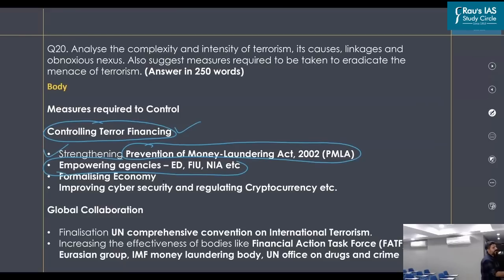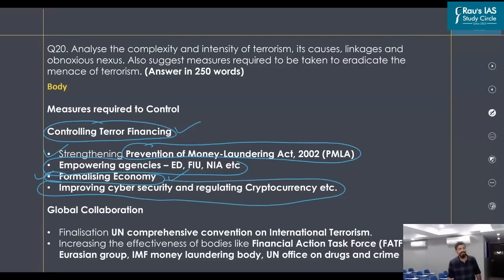Then, of course, black money is one problem, or informal economy leads to money laundering, plus it is one of the factors which is helping the terror financing. That is why what we'll do, we'll formalize or focus on formalizing economy more and more. That is why we need more financial inclusion and formal economy in India. Plus, of course, we need to improve the cyber security, and we need regulation on cryptocurrency, etc., because these are the routes that are being taken by the terrorist organizations these days.